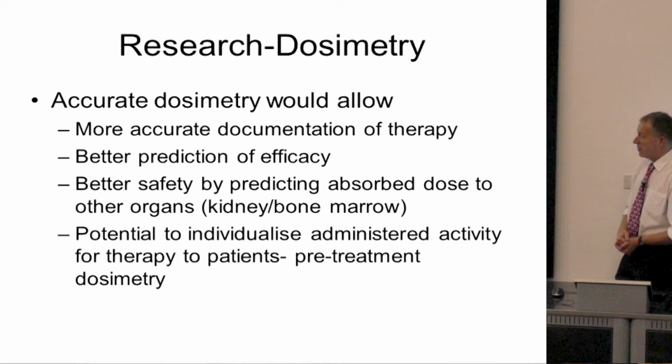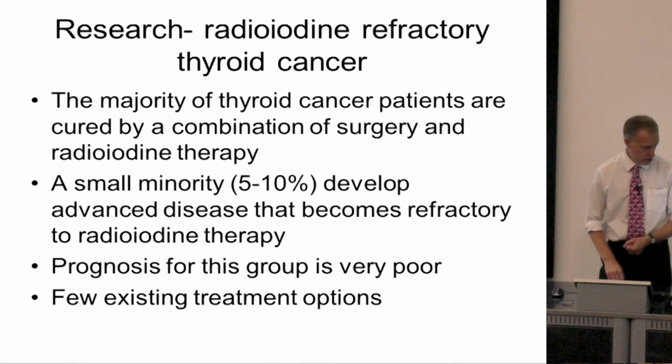And also, it would allow us to potentially individualise treatment. So if we did an uptake scan first, work out what dose was delivered to the target organ, you could then back calculate to work out what activity you need to administer to deliver the dose that you actually want to get to the organ, rather than just giving an empirical dose as we do at the moment and hoping for the best. So there are important reasons why we need to do this.